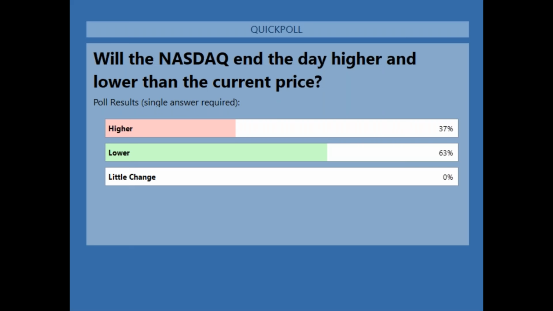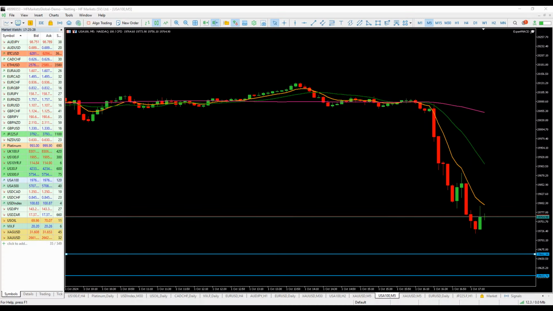So will the NASDAQ end the day higher or lower than the current price? 37% said higher. 63% said lower. Nobody said at the same price. So most people think the NASDAQ is going to decline by the end of the day, decline more by the end of the day. So that's the end of today's webinar, ladies and gentlemen. If anybody has any questions, feel free to ask now. I will allow a few questions. Otherwise, we'll end today's webinar.